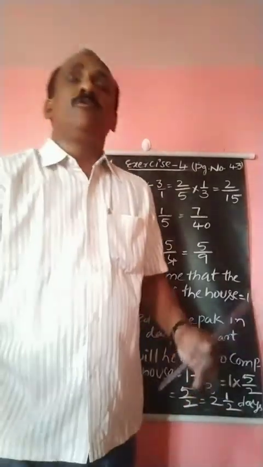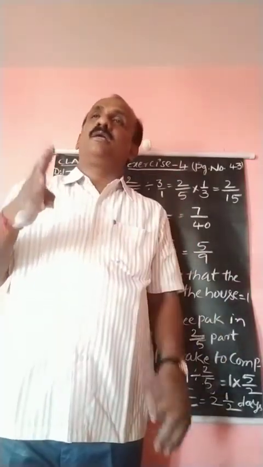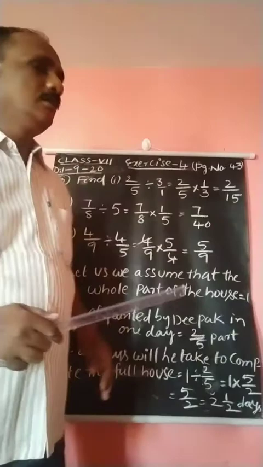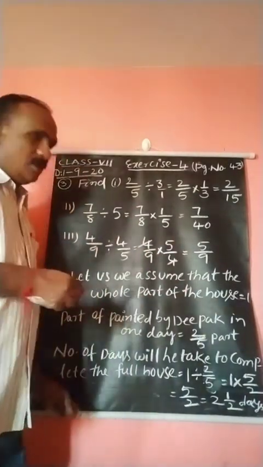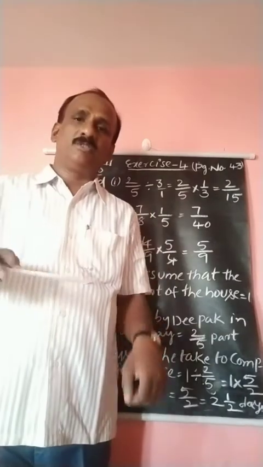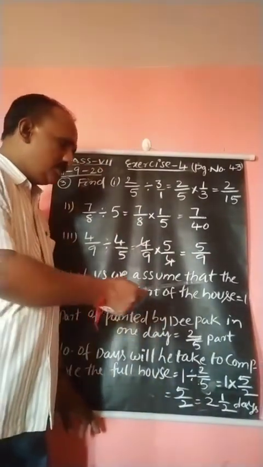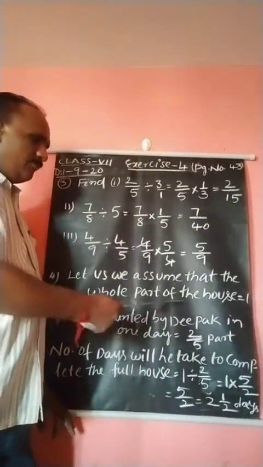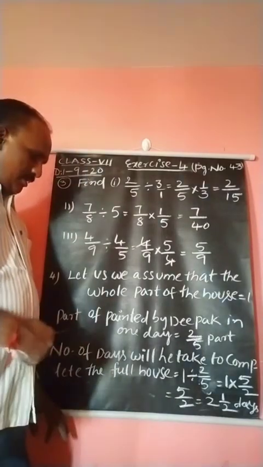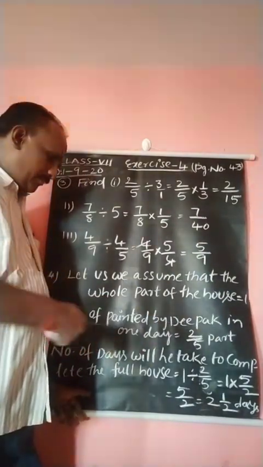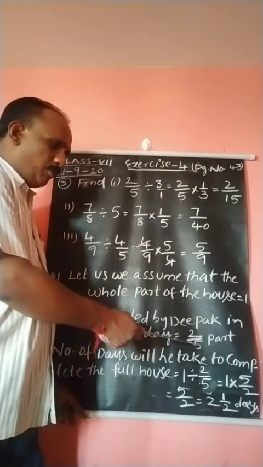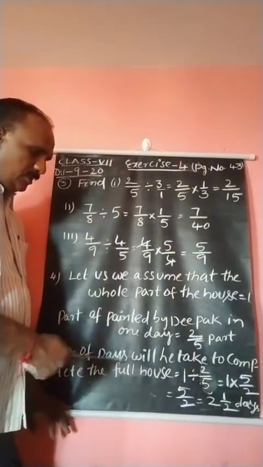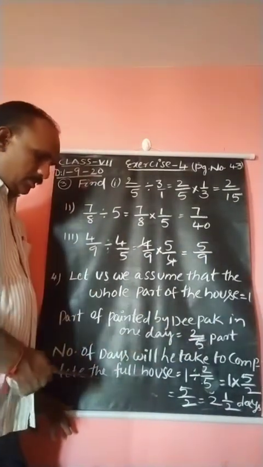In one day Deepak can paint 2 by 5th part. Like that, if he works, how many days will he take to complete the full house? For that, first of all, I am taking the whole house as 1. Let us assume that the whole house is 1 part. Part painted by Deepak in one day: how much part? 2 by 5th part. So the number of days he will take to complete the full house?